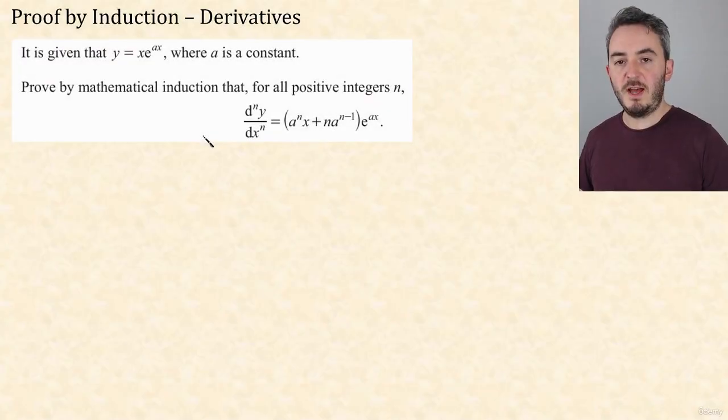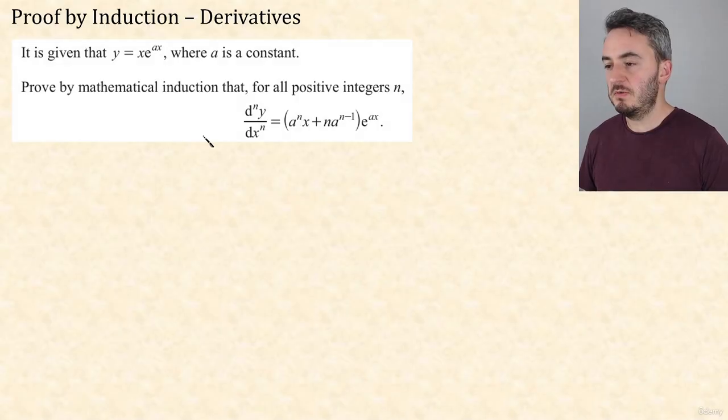In this video, we're going to look at proof by induction on derivatives. So this works in the same way as the previous ones, but we're differentiating. So it is given that y equals x e to the ax, and a is a constant.